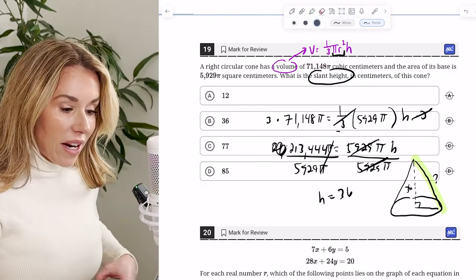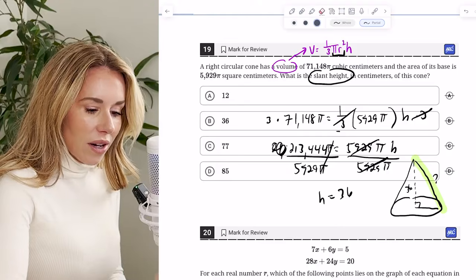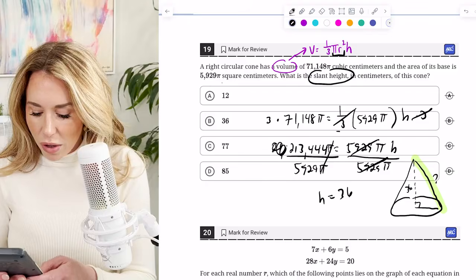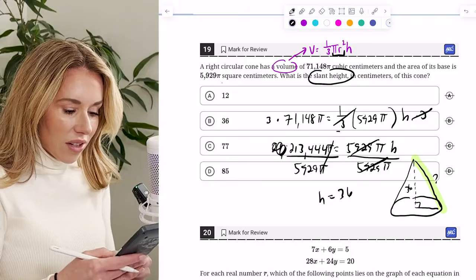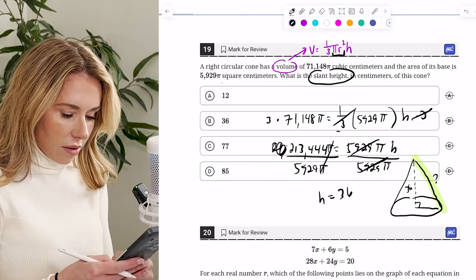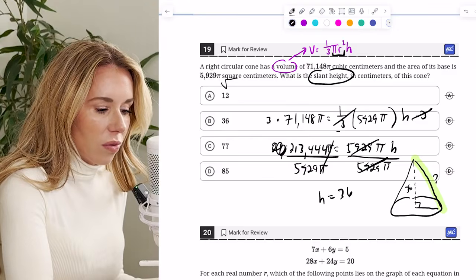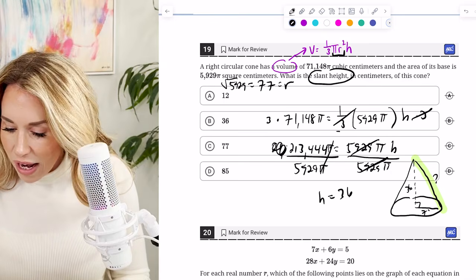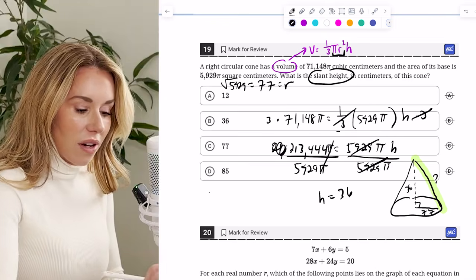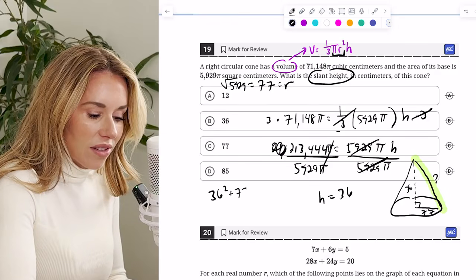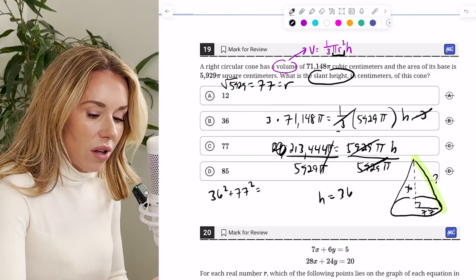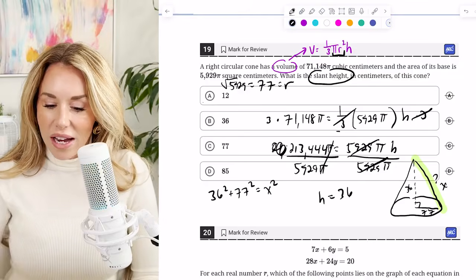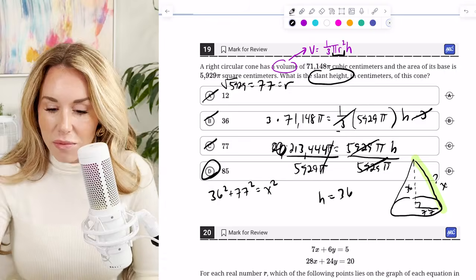So we need to know what the radius is. Pi r squared h, they said, was the 5929. So if we square root 5929, that's going to get us the radius. The square root of 5929 equals 77. That's going to equal the radius. So now it's just the Pythagorean theorem. We have 36 squared plus 77 squared equals x squared. Now, use logical reasoning. It's a hypotenuse. All of these are too small. It has to be 85.